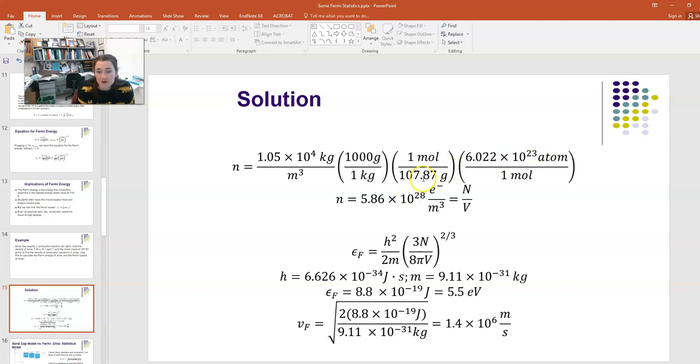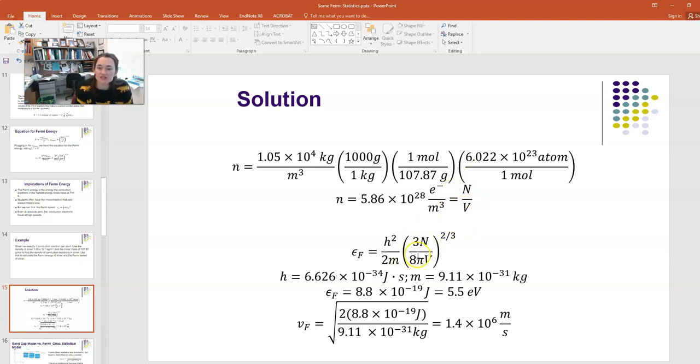So first, I'm going to convert to the number of atoms per cubic meter, right? 6.022 times 10 to the 23rd atoms per mole. And when I do that, I end up with a density of 5.86 times 10 to the 28th silver atoms per cubic meter. Well, each silver atom contributes 1 conduction electron. So that means that the density of conduction electrons is actually 5.86 times 10 to the 28th conduction electrons per cubic meter. Now, that is going to be big N over V, right?